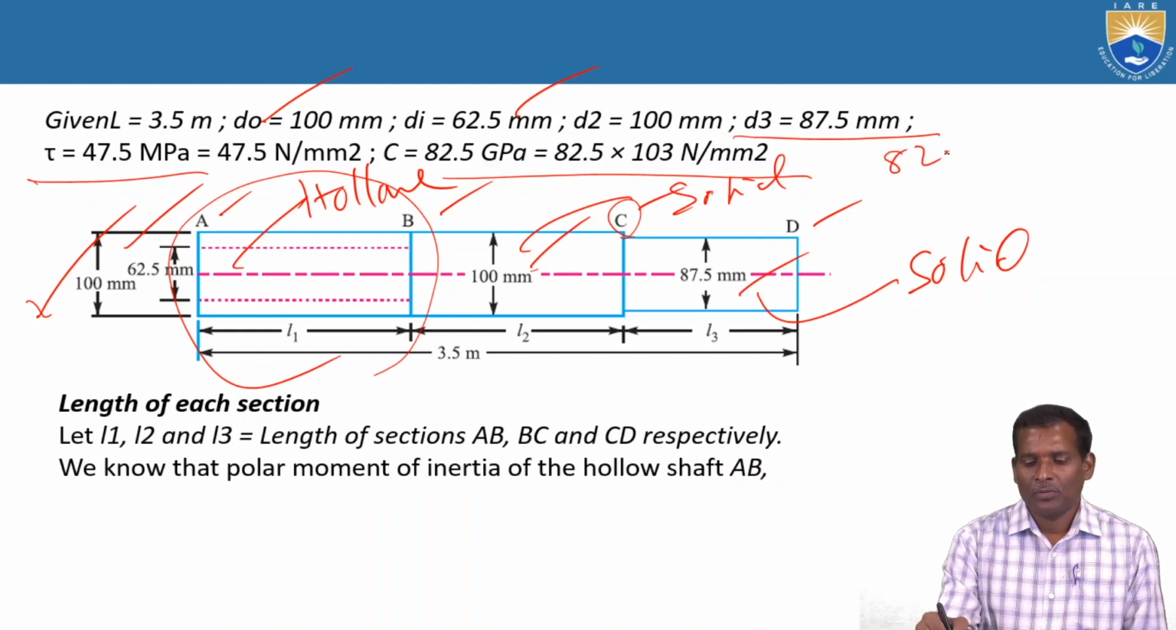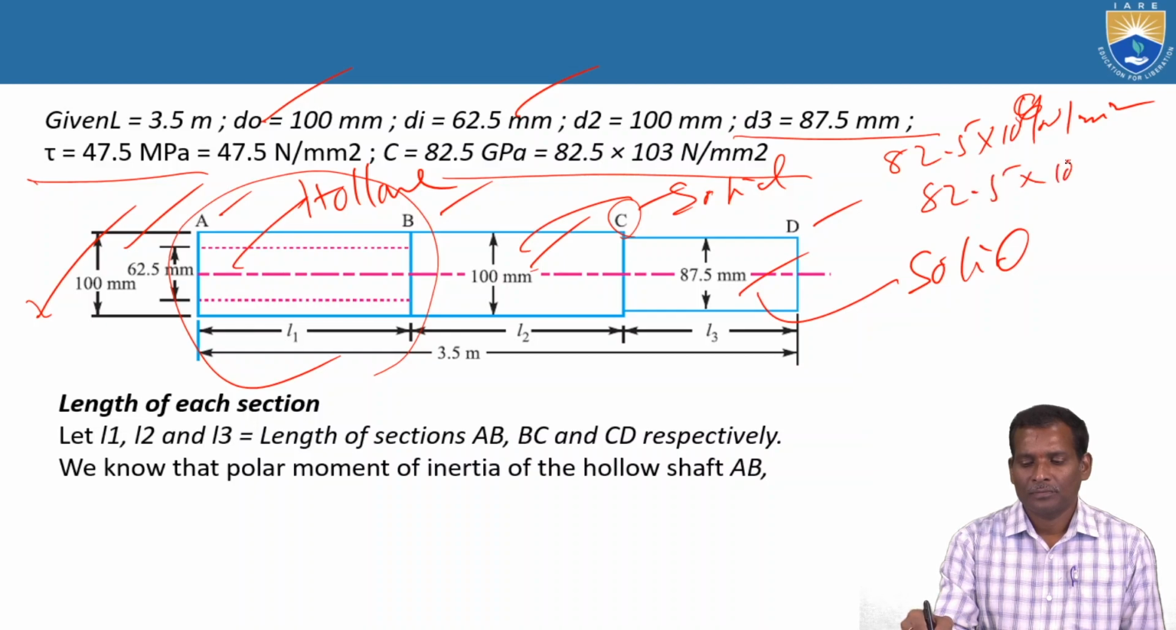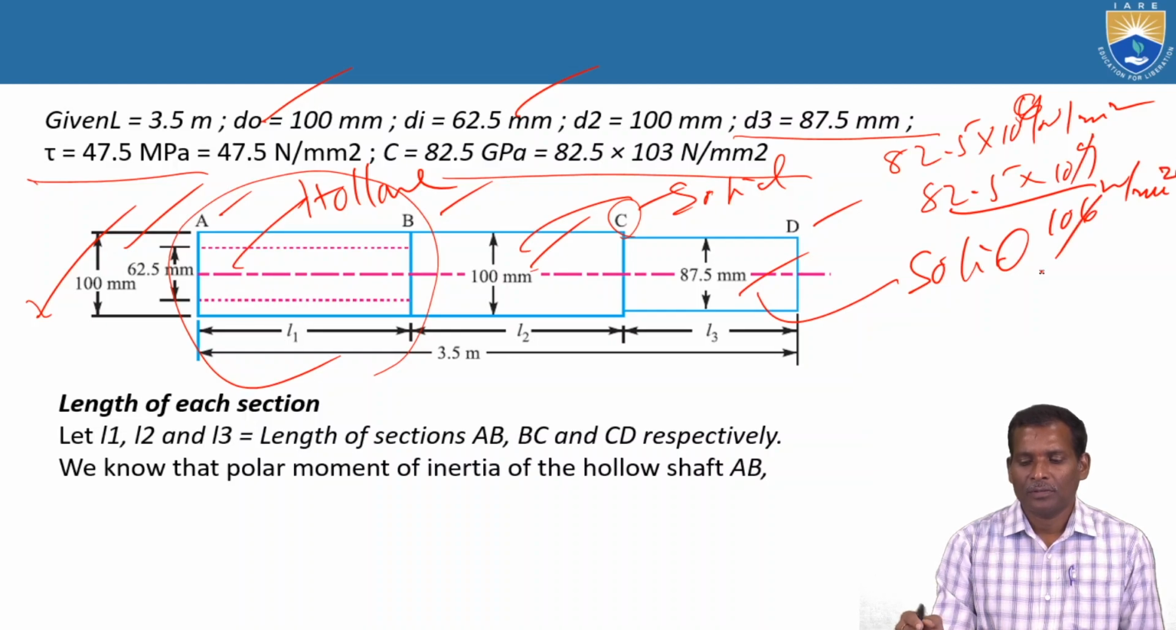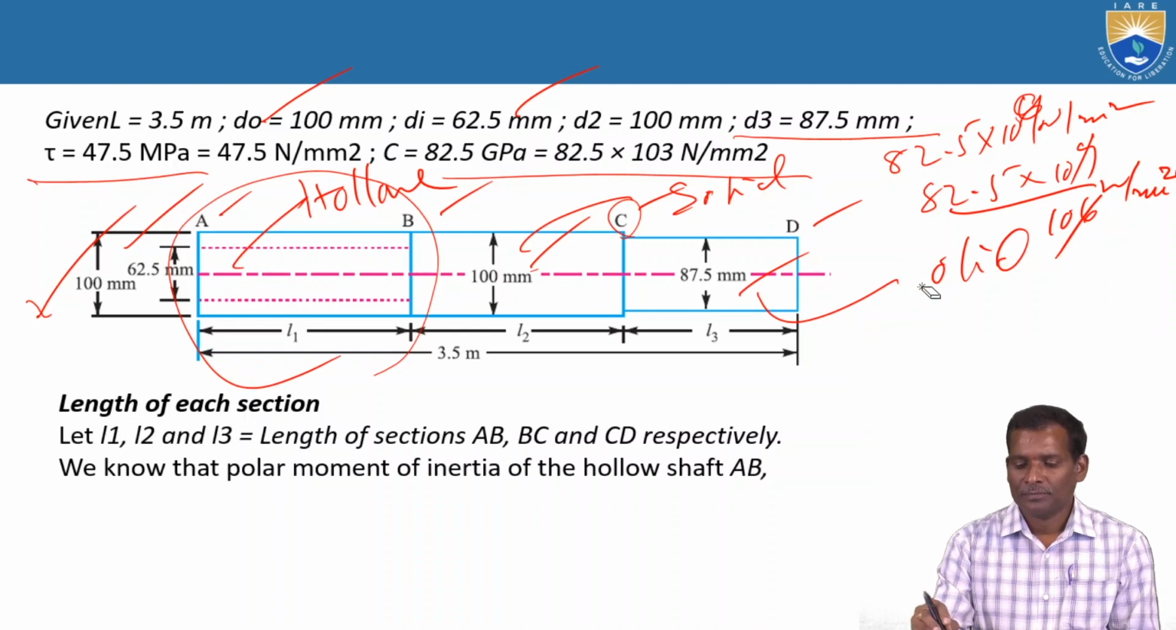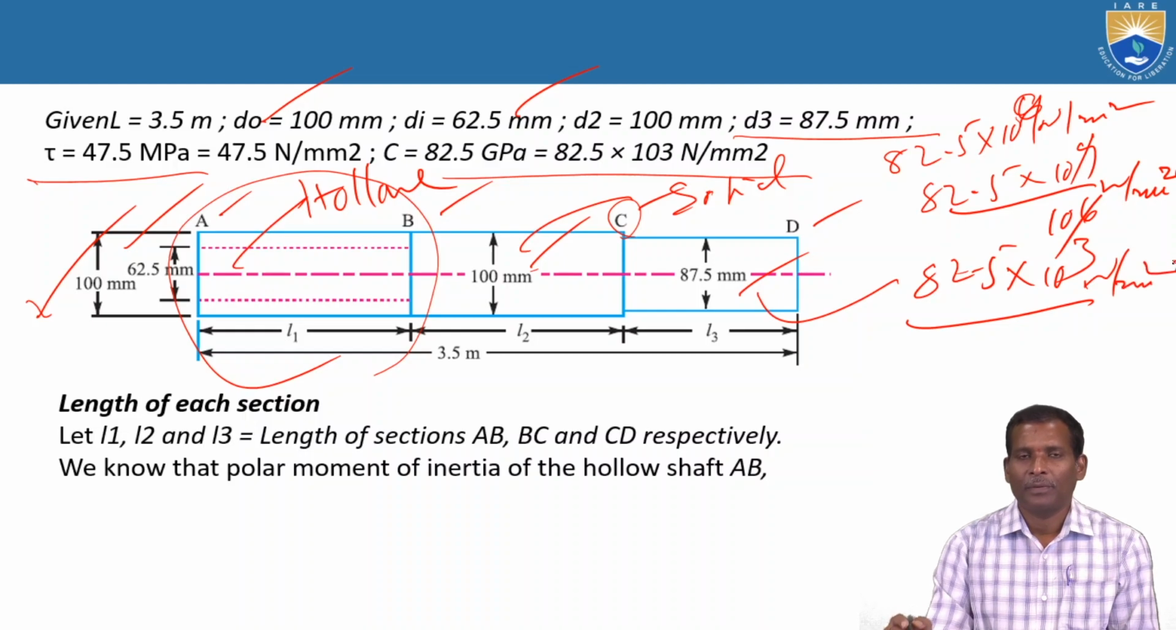So 82.5 into 10 to the power of 9 Newton per meter square, and convert into Newton per mm square. So that cancels the 10 to the power 9 and 6. So finally 82.5 × 10³ Newton per mm².